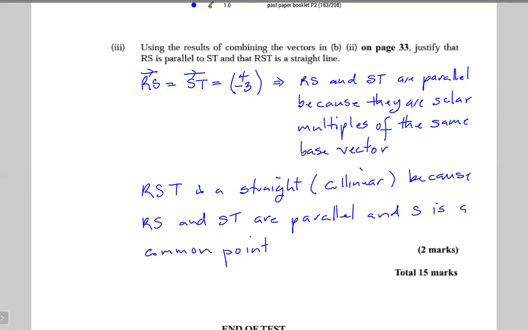So if you have two vectors which are parallel and they share a common point, those two vectors essentially form a straight line. So RST is a straight line because RS and ST are parallel and they share a common point, and the common point is S. All right, that's the end of the question.